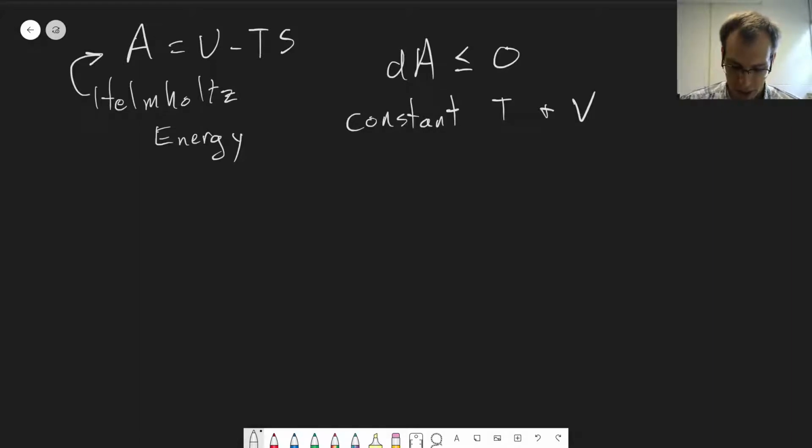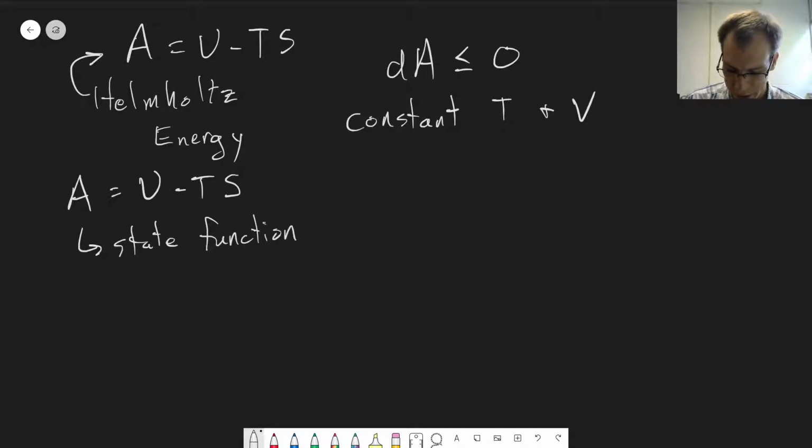The first thing to note is that one nice property of the Helmholtz energy, because it is defined in terms of state functions (U is a state function, T is part of the state of the system, and S is a state function), is that A is also a state function. So we don't have to think about how the process is happening. We can just consider the beginning and the end, and that change in A will tell us about what's happening with the system. All right, so this is nice. It's a state function.